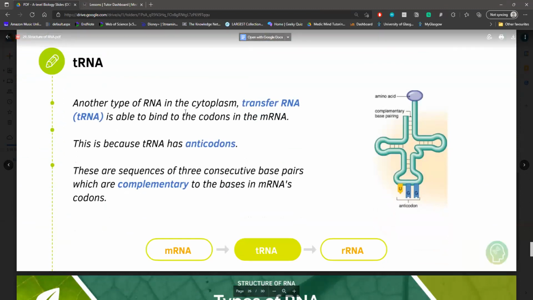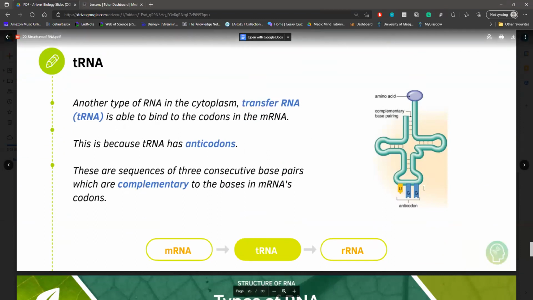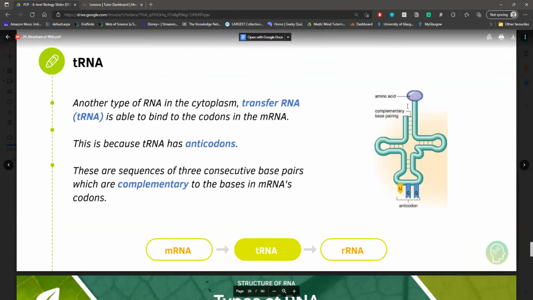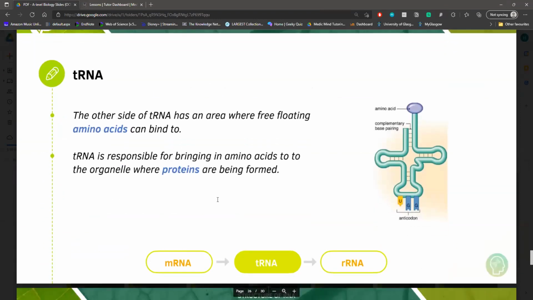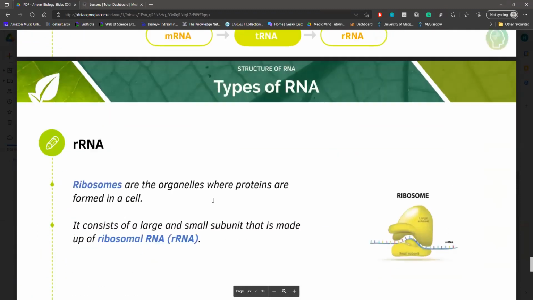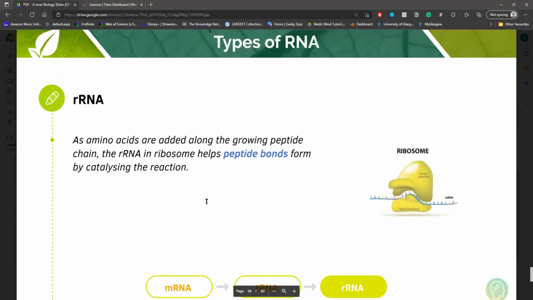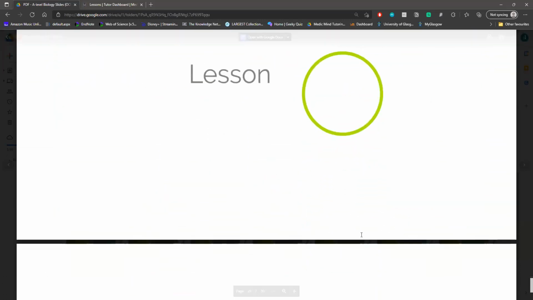Another type of RNA in the cytoplasm, transfer RNA, has a clover leaf structure, which has an anticodon that is complementary to the codon. That is attached to an amino acid, and that amino acid brings in the primary structure of the protein. And then ribosomes are made up of ribosomal RNA, which helps form the peptide bonds in the proteins. Cool.